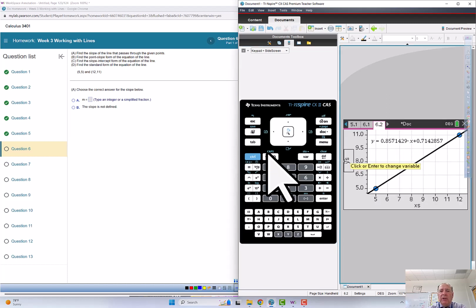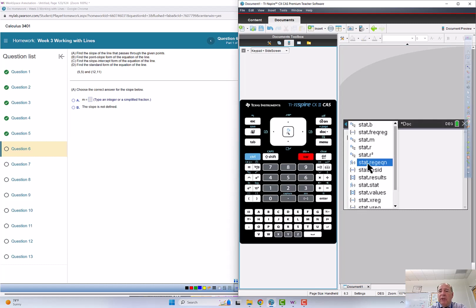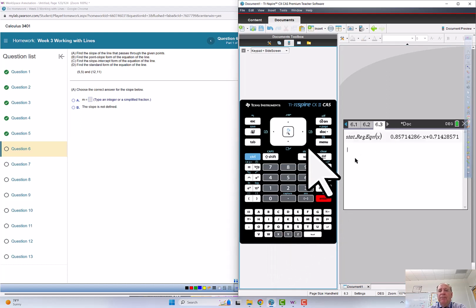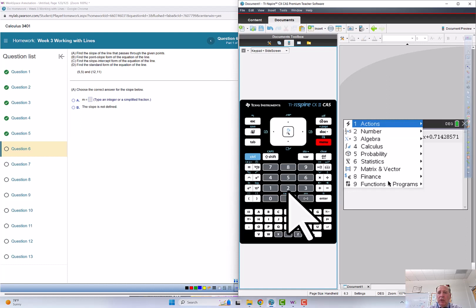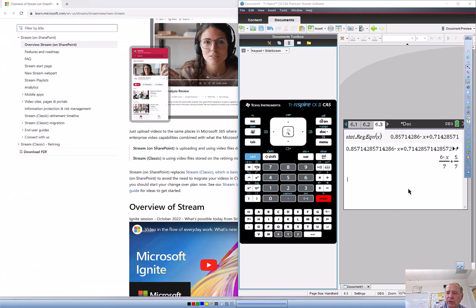Looks like horrible decimals. I'm going to add a calculator page, go to var, and it looks like a whole bunch of variables that I didn't put there. The calculator calculated those when it did the linear regression. So I'm going to do stat reg equ, which stands for regression equation. Put in an x, and I'm going to go menu, 2 for number, 2 for approximate to fraction. When I hit enter, there I have the nice slope-intercept form with fractions.